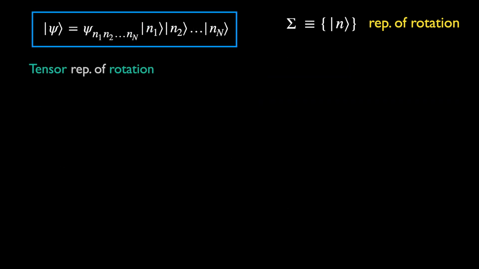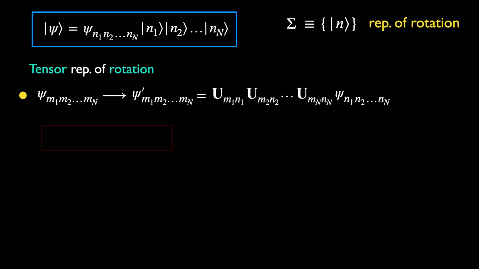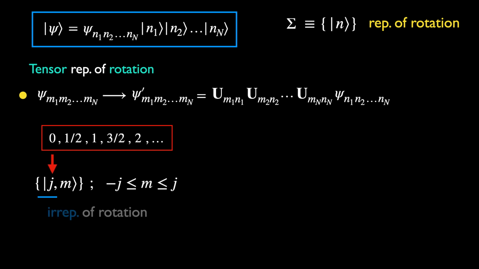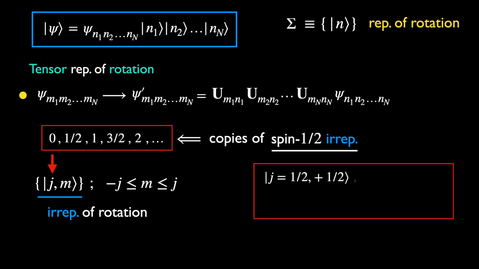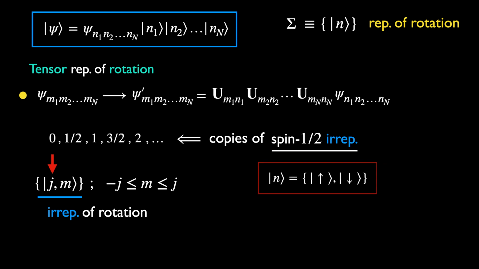Now we are in a position to demonstrate what is advertised in the title of this video. That is, how to construct various irreducible spin representations of rotation out of copies of spin-half states. To simplify notations, we shall denote the two spin orientations, spin up and spin down along the z-axis, by the usual convention. These two states will now be our basis n.